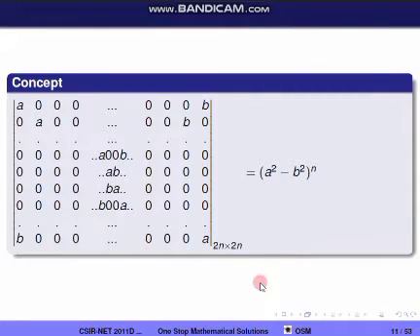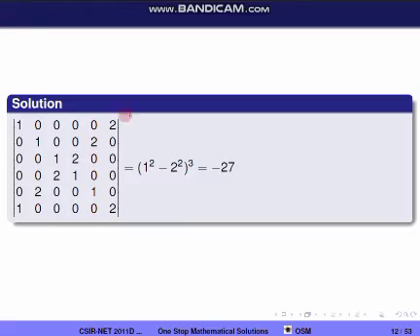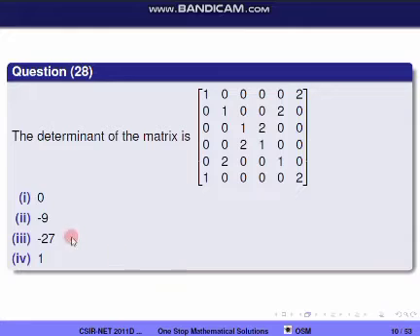In this question they have given this matrix, and this matrix is of order 6. So n is equal to 3, a is equal to 1 and b is equal to 2. Just substitute in that formula, you will get (1 square minus 2 square) whole power 3. When we simplify this, we get the value as minus 27. So now we will check the correct option. The correct option is the third one.